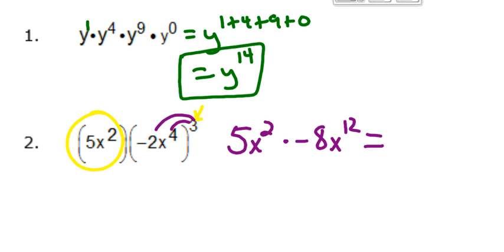Okay, simplifying even further, I can see that I should multiply my 5 and my negative 8, which gives me negative 40. And then I'm adding my exponents. 2 plus 12 gives me 14. And that is my final answer.